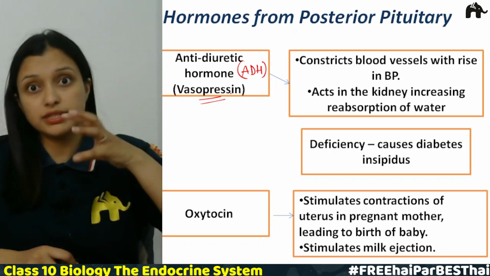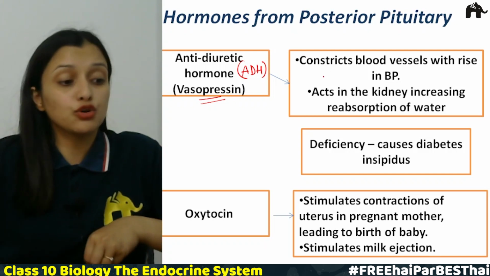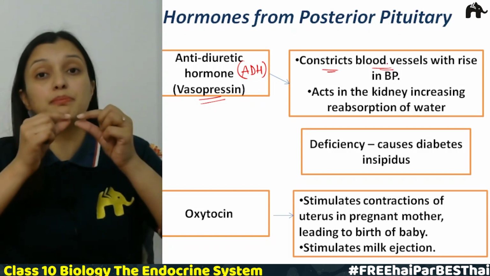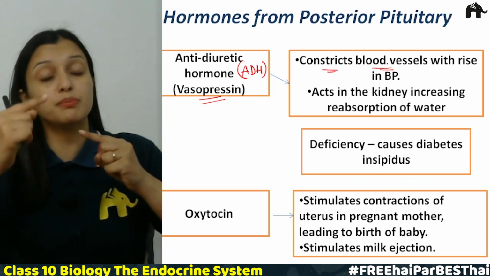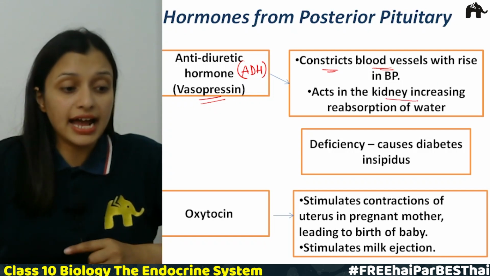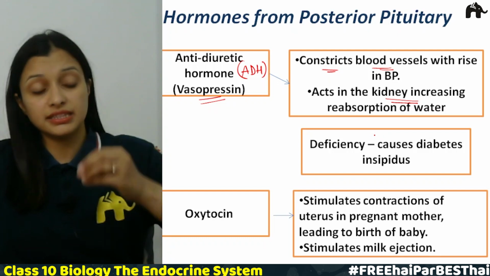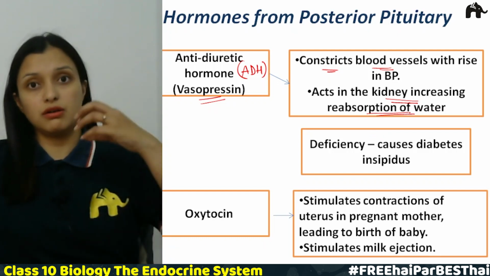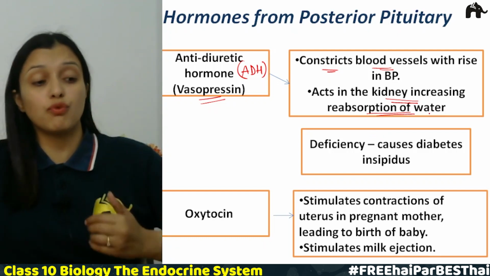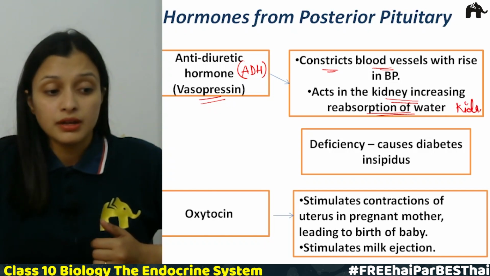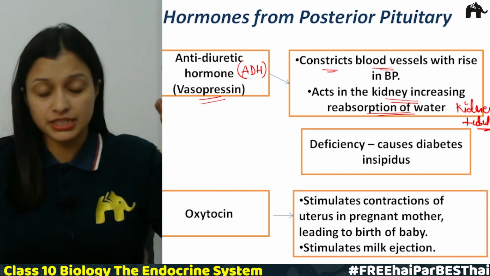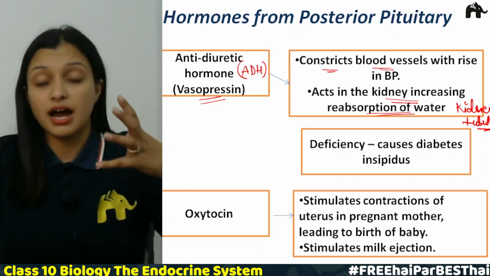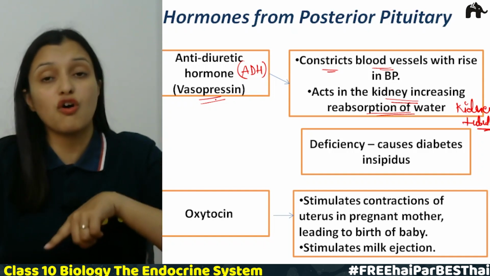What is the effect of this hormone on the body? It constricts the blood vessels. When blood vessels are constricted, it raises the blood pressure, the pressure of the blood in these vessels, and it acts on the kidneys, and the kidneys in this case will reabsorb water, right? So there will be reabsorption of water in the kidney tubules. Just recall the excretory system. Water is reabsorbed in the kidney tubules under the effect of the hormone called vasopressin or ADH.